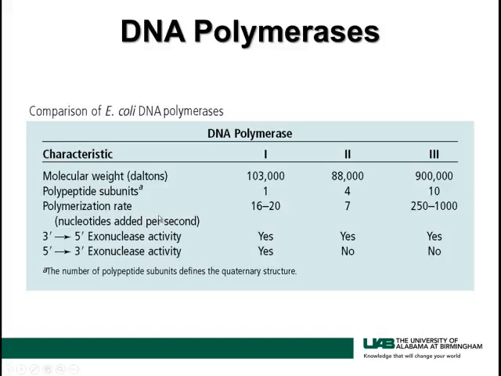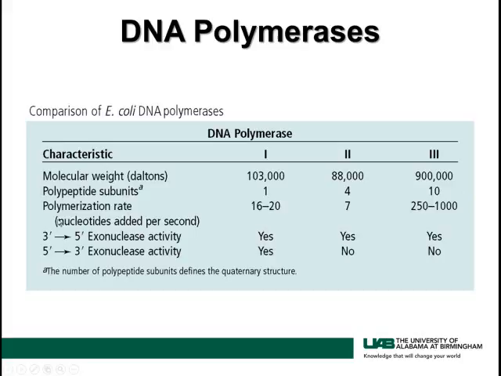All of them have the 5' to 3' polymerase activity, and DNA polymerase 1 adds about 20 nucleotides per second. DNA polymerase 2 adds about 10 nucleotides per second, and DNA polymerase 3, which is the DNA synthesis enzyme, adds about 1,000 nucleotides per second.